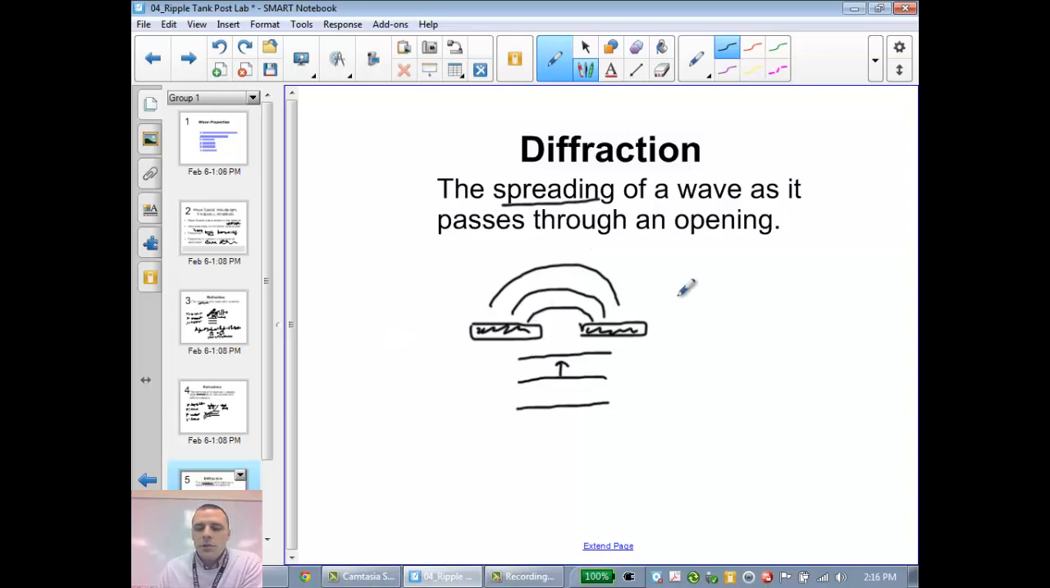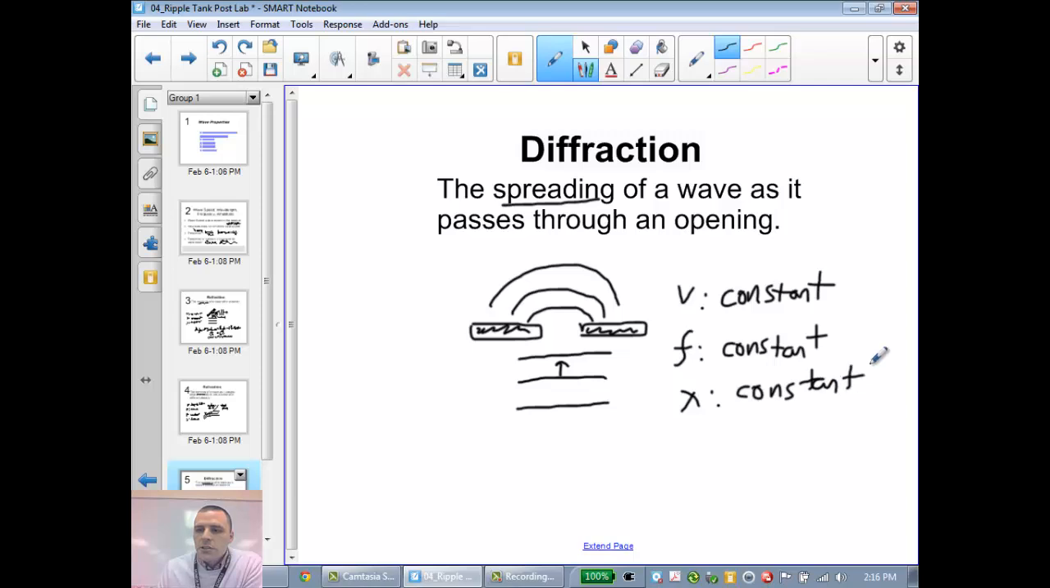And if we were to look at our three measurements of the wave, the velocity would remain constant. When a wave diffracts, the frequency would remain constant because we don't touch the motor, and the wavelength remains constant. So with diffraction, all we're really doing is changing the direction of the wave again. We're just spreading it out behind the barriers when we squeeze it through that small opening.